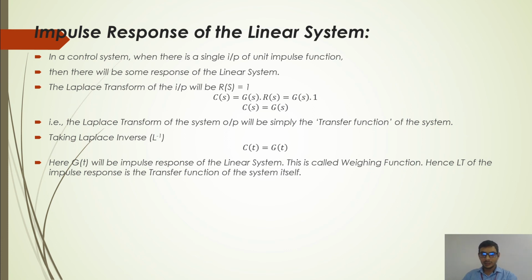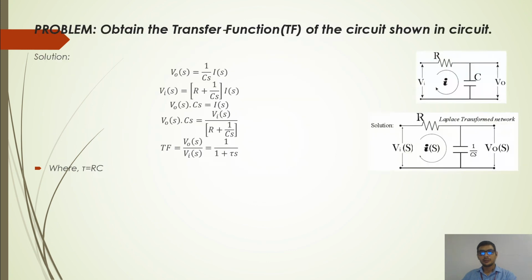Hence g(t) and the gain, that is, we say the impulse response of a linear system is exactly equal to the transfer function of the system. Hence, if we have to evaluate the transfer function of any system, what will we do? We always take the impulse response of the system. The system responding to the impulse signal is known as impulse response, which is known as the transfer function of the system.